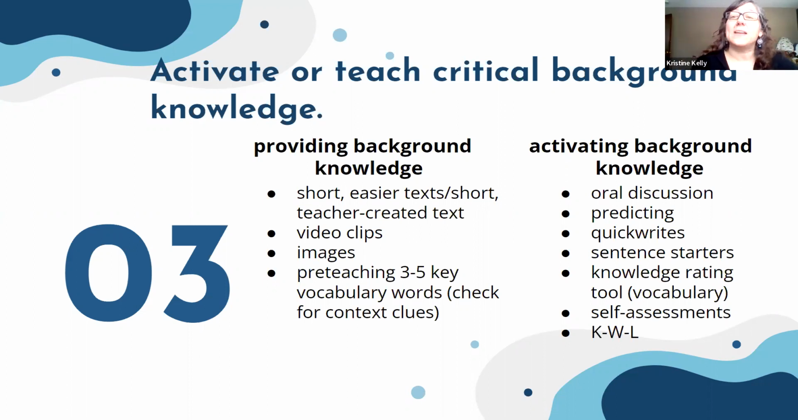If you want to activate, discussions are great. Have students do predicting activities, little quick writes, or give them sentence starters to turn to their neighbor and talk about what they might know about a topic. Knowledge rating tools, where you give them a list of key vocabulary and have them rate themselves on how well they know each word, self-assessments, and KWL are all great ways to activate background knowledge.